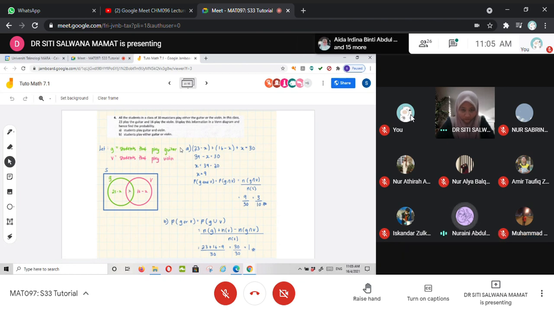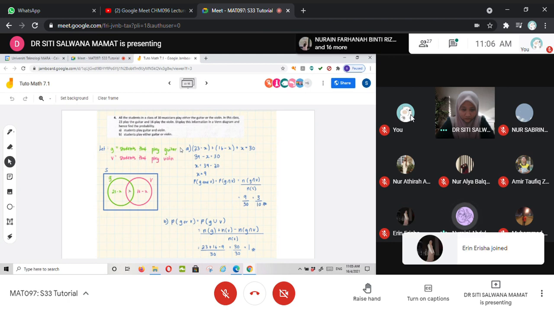For B, to find the probability of students that play either guitar or violin, which is P(G or V), we will use P(G union V). So to find that, we'll have n(G) plus n(V) minus n(G intersect V) over n(S). So 23 plus 16 minus 9 over 30, which equals 30 over 30, which will be simplified to 1.